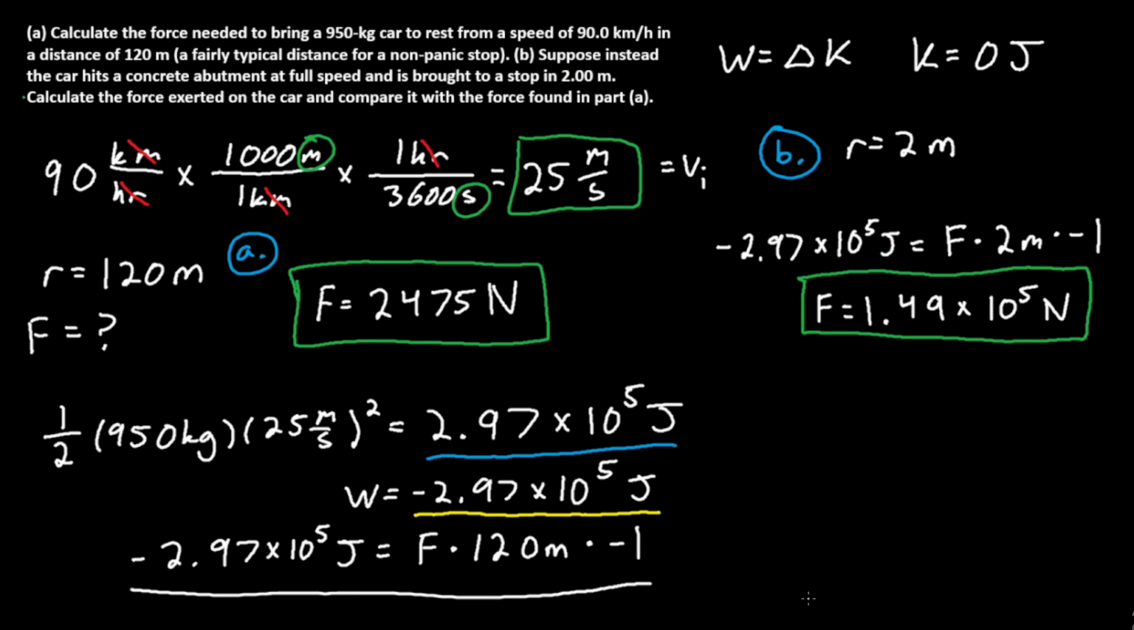So, it says compare it with the force found in part A. So I'm just going to explain it real quick. Well, it's obviously significantly greater than 2,475 newtons, right? And the reason why is because in order to stop a car within a shorter distance, you just need to apply a significantly greater force in order for you to do the same amount of work in a shorter period of time. And if you look at all the formulas, it'll make sense. So let's do the next problem.